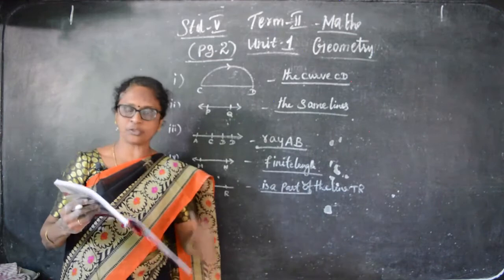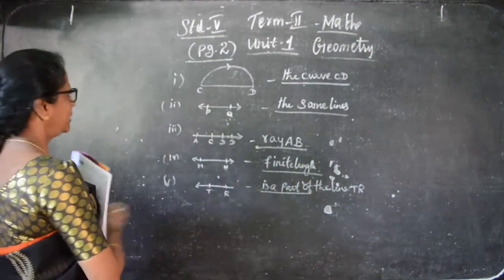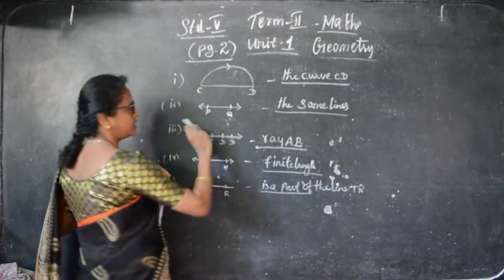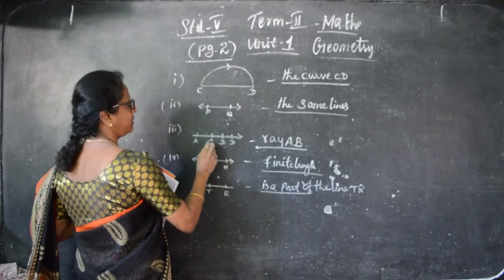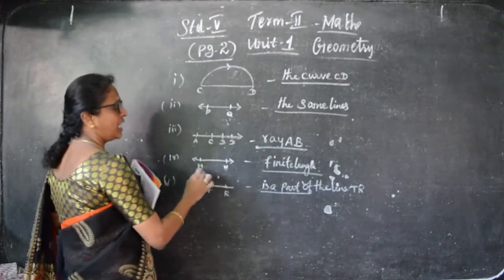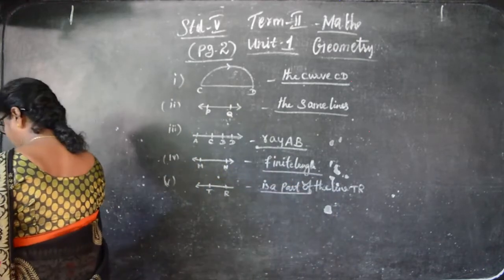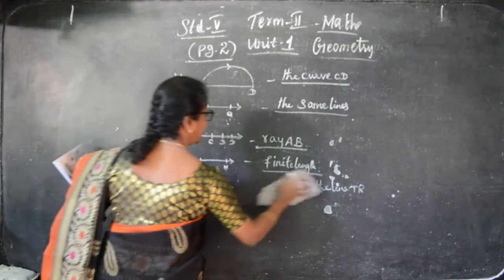So get your book, students, so that you can easily understand everything. Okay, can you understand? The curve CD, these are the options given, and PQ is the same line, and AB is the ray that is in between C, and MN is the finite length, and TR is a part of the line. RT is a part of the line TR.